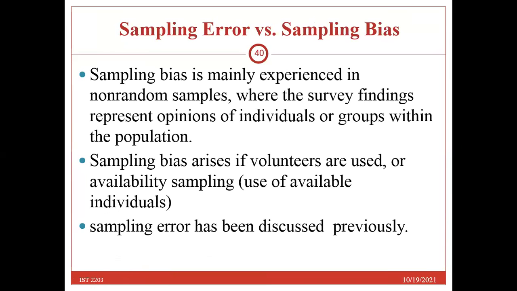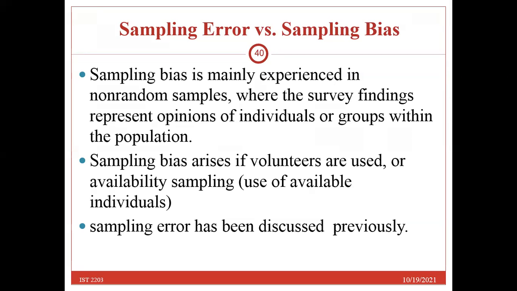Lastly, we have understanding sampling error versus sampling bias. Sampling bias is mainly experienced in non-random samples, where the survey findings represent opinions of individuals or groups within the population. Sampling bias can also arise if volunteers are used, or if you use convenience sampling. So basically, sampling bias comes in at the type of method you use. The sampling method you use, how you do the sampling, can introduce a sampling bias.